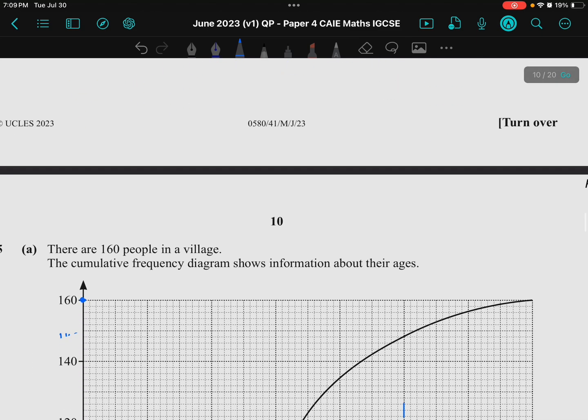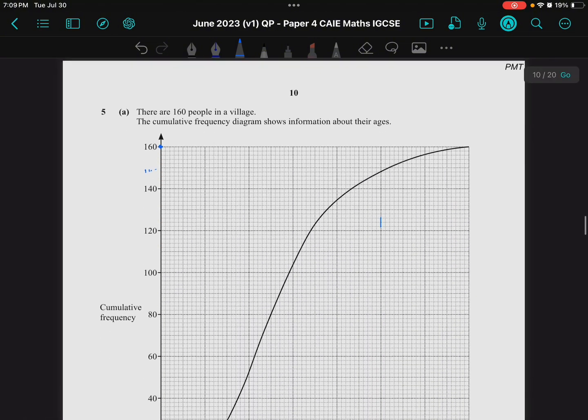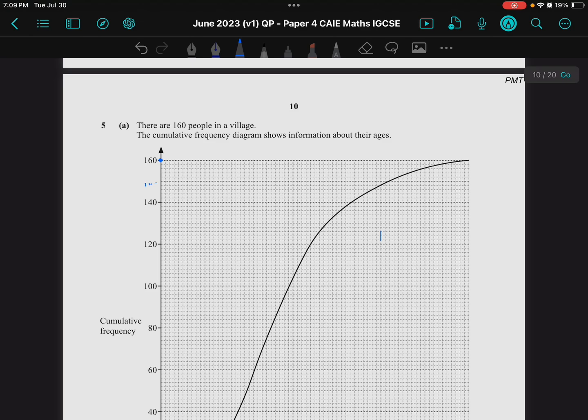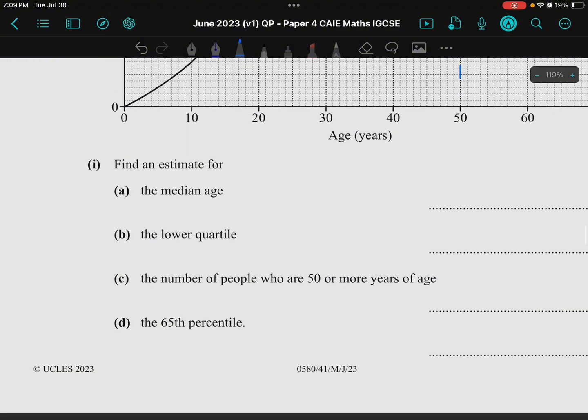Now next question, coming to question number 5, part A. So there are 160 people in a village. The cumulative frequency diagram shows information about their ages. Then find the estimate for the median age.